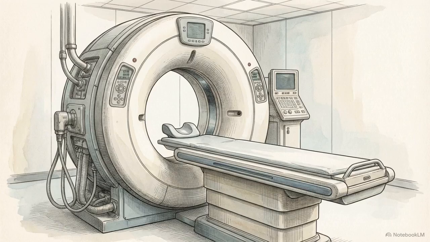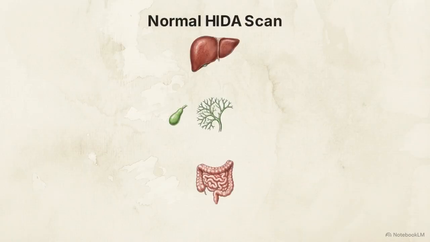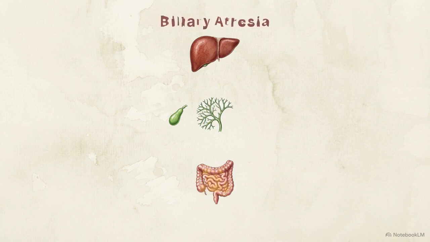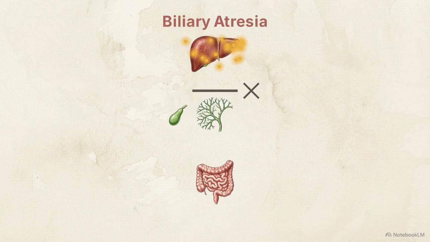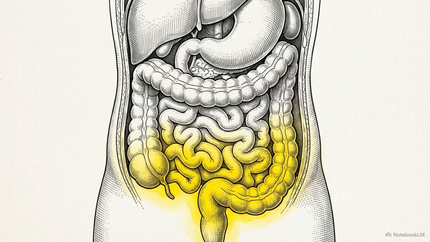Step 2 is hepatobiliary scintigraphy, or a HIDA scan. This test uses technetium 99m labeled tracers to monitor the production and movement of bile. In a normal scan, the tracer enters the liver, moves into the gallbladder, and then the small intestine. Biliary atresia shows a different pattern. The liver takes up the tracer, but it does not move into the bowel, even on 24-hour delayed images. This scan has a negative predictive value near 100%. If tracer is seen in the bowel, biliary atresia is excluded.